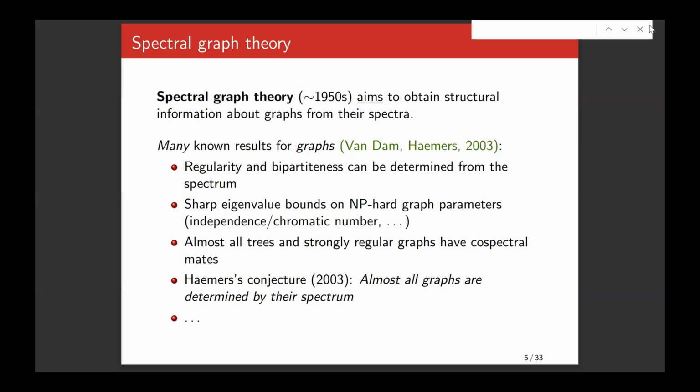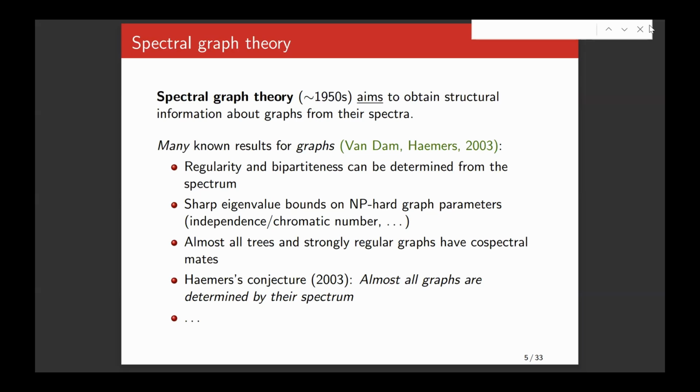There are many, many known results. This is an old field for graphs, actually. If you want a good, nice overview, this is a survey paper by my 2 supervisors, Van Dam and Haemers, where they give you a short and nice introduction to the field. Some properties that follow from the spectra of matrices associated to a graph are regularity and bipartiteness. As Joost already mentioned, the eigenvalues can be computed in polynomial time, while they can also be used to bound many NP-hard parameters, for example, independence number, chromatic number. Pick your favorite NP-hard parameter of a graph. Many times we can derive eigenvalue bounds, so they are very powerful. And maybe the main open question in this field is by Haemers in 2000.